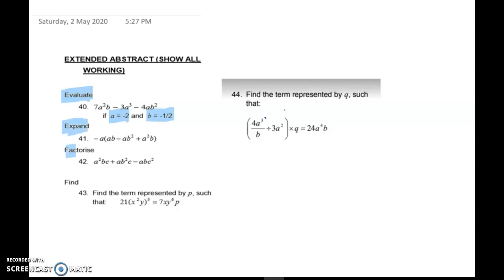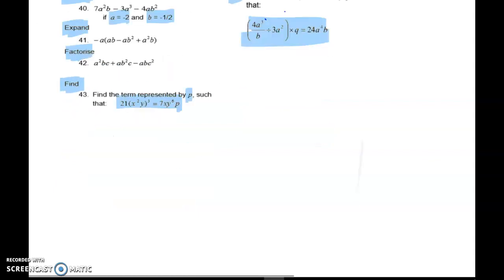The next two are kind of opposites of one another. One's expand and one's factorise. And then the last 2 questions we'll look at later on. But I'll do it now. We have to figure out what P is that is going to make this statement true, and then what Q will make this statement true. So these are quite unlike individual skills that we've done, but they just build on the easy work that goes before it. Okay, so now let's get into number 40.